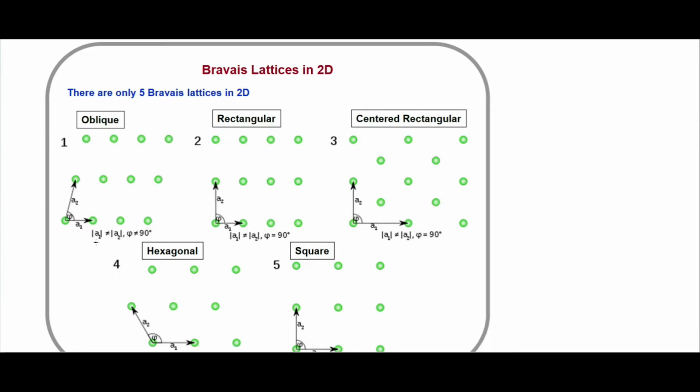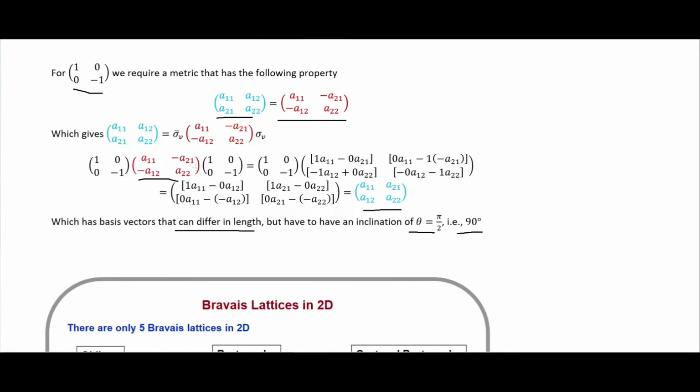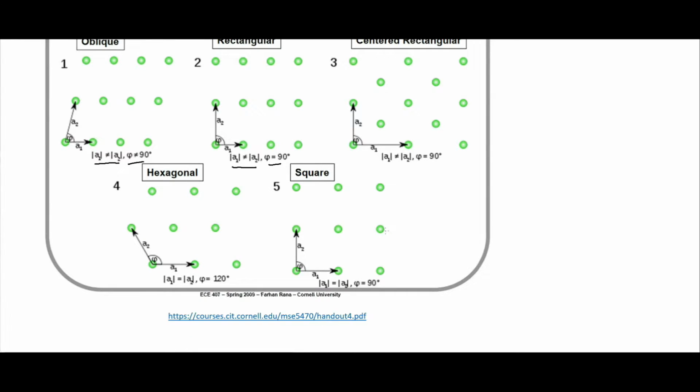We have that the two basis vectors don't have to be equal and the angles don't have to be 90 degrees. We have the rectangular one where the two basis vectors don't have to be equal, but the angle between them has to be 90 degrees. And so that's kind of what we had up here. So the basis vectors can differ in length, but they have to have this 90-degree inclination. So they have to be 90 degrees from each other.